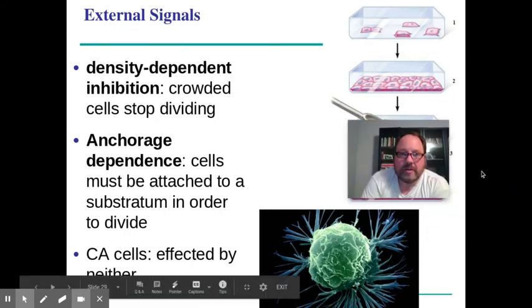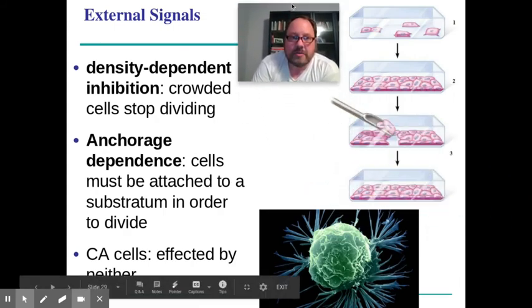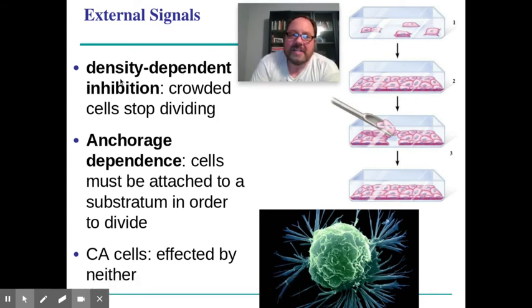Here are a couple of other interesting examples of external signals. One is called density-dependent inhibition. A lot of times as cells grow, when they make contact with one another, proteins on the surface of the membranes signal to the cells, hey, it's time to stop dividing.